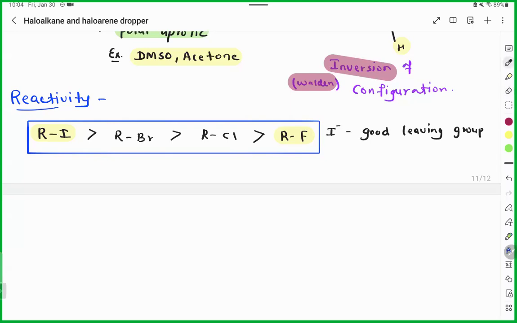Iodine is a very good leaving group, but fluorine is not. That's why the activity order is this. It can be the size difference also.